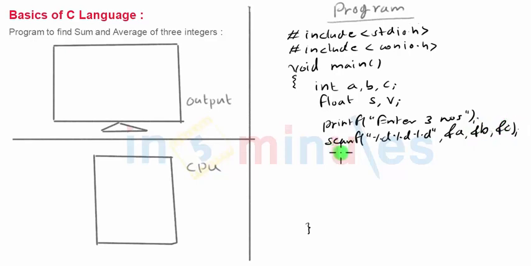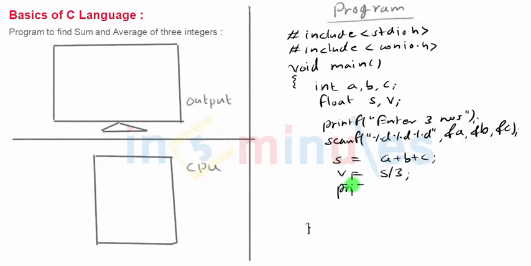The next step is to get the sum of the three values, which we write as a plus b plus c and store the answer in s. Next we calculate the average, which will be sum upon 3, so we write s divided by 3 and store it into v. And the next two statements will output the values of sum and average.